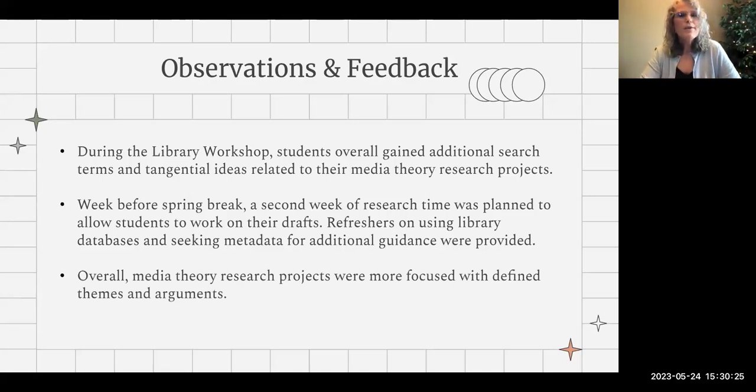What I found with their media theory research projects, and I'm only doing this in comparison, I have taught this course before, and I've used this particular project before. So again, in no systematic way to really measure, but just from observations, I felt that these projects were more focused. They were more defined, with better themes and better argument development. I'm not really sure if that was because of the focus on the library workshop and thus the metadata, or really just better. I don't know, so I can't say that conclusively, but I feel like it did help. So that was really important to me.